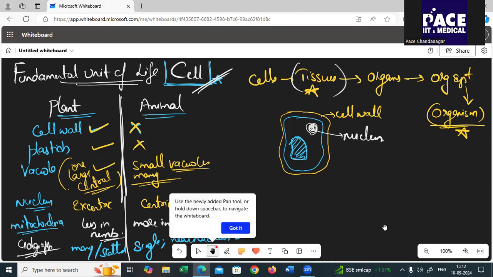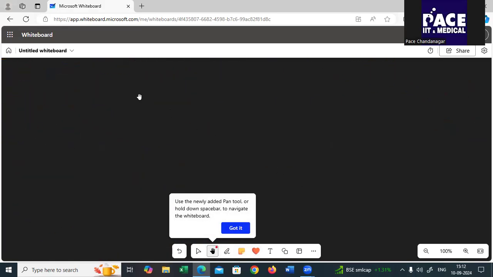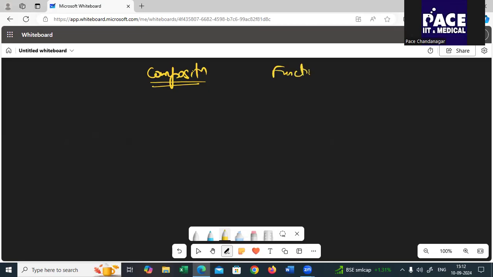Now let us talk about the cell organelles, their composition and functions. Please write everything like this in a tabular column, in a very short and crisp note, so that it will be easy for you for revision. Now, let us talk about the composition and functions. Whichever component I am talking about, you write the component name, composition, and function.